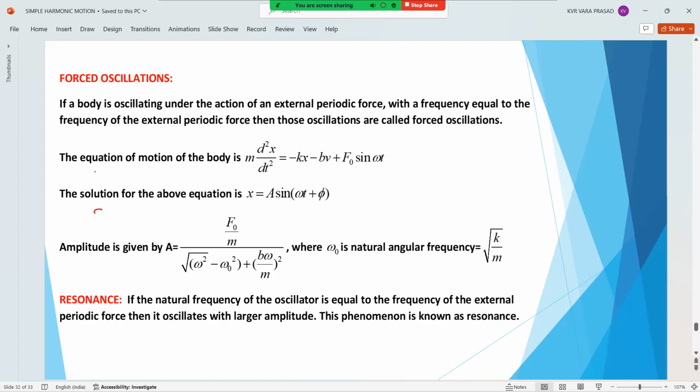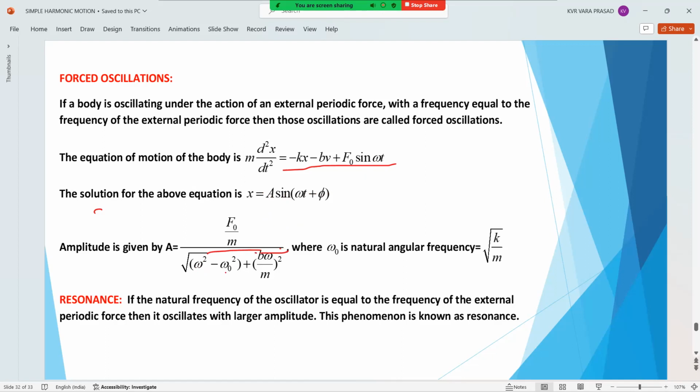See the equation for that, the equation of motion of the body. You just compare with the previous one. We have taken one extra force, that is F naught sine omega t, which is a periodic force. And the solution for the above equation is x equal to a sine omega t plus phi. This is the solution. And in that, the a value is given by F naught by m by square root of the complete expression.